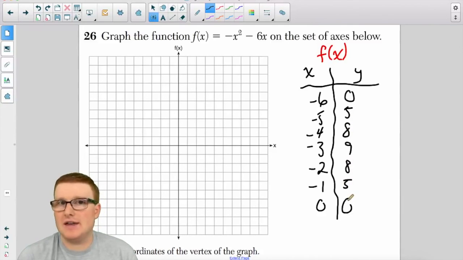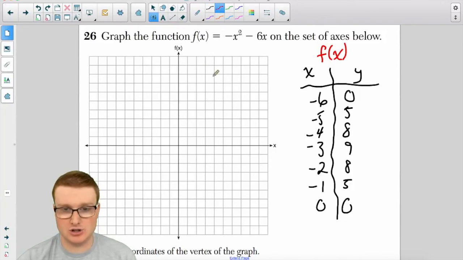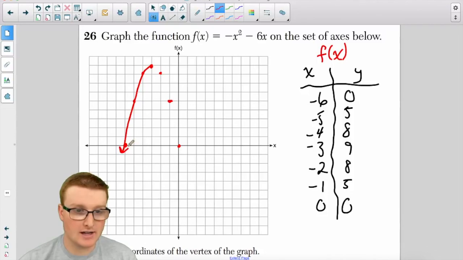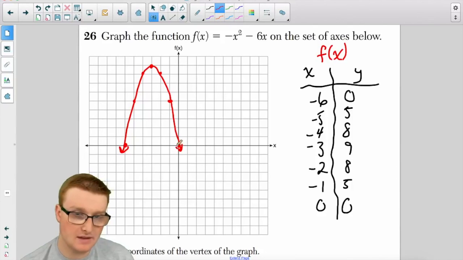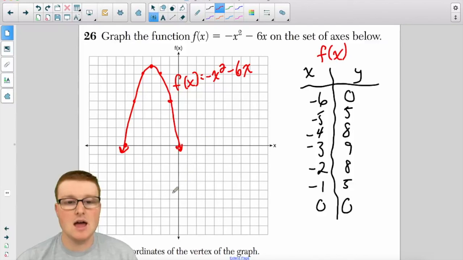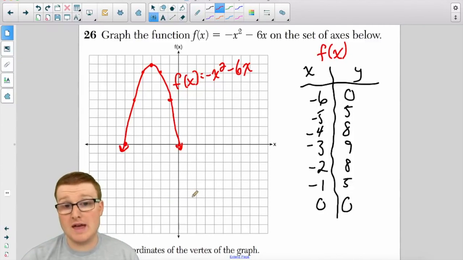Okay, so that's it right there. So let's go ahead and graph that function. So negative 6, 0, negative 5, 5, negative 4, 8, negative 3, 9, and then just the symmetric opposite on the right-hand side. This is your quadratic right there. All right, and of course you label f of x is equal to negative x squared minus 6x. That would actually give you 1 point.